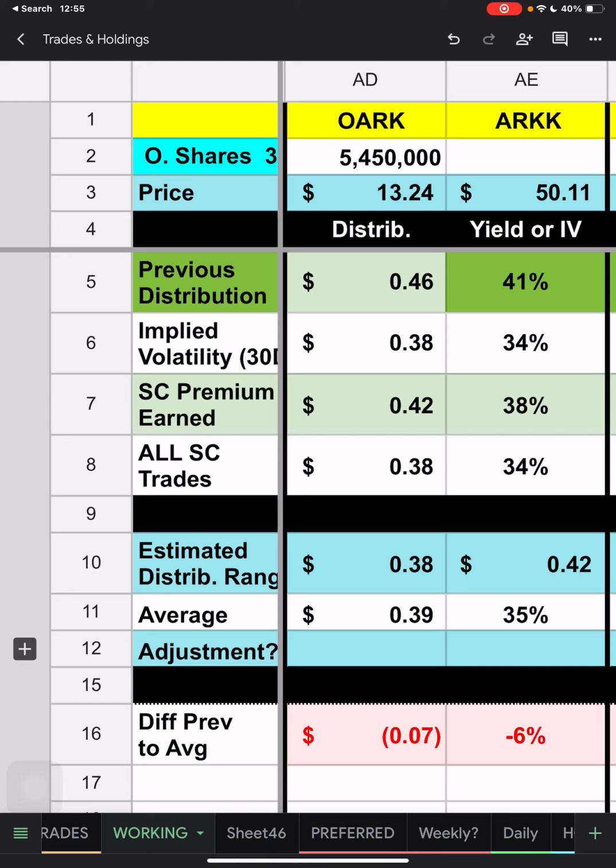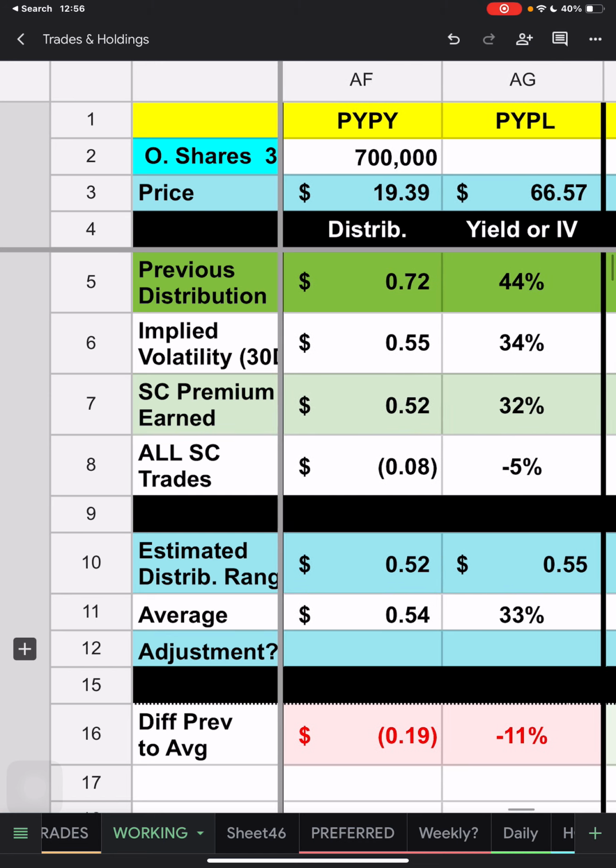With a few days left, there's possibility they could get about the same as they did last time. If I'm using the premium earned as my go-to right now, they might be able to earn about 45, 46 cents there. So anyway, we're going to move on to PayPay.